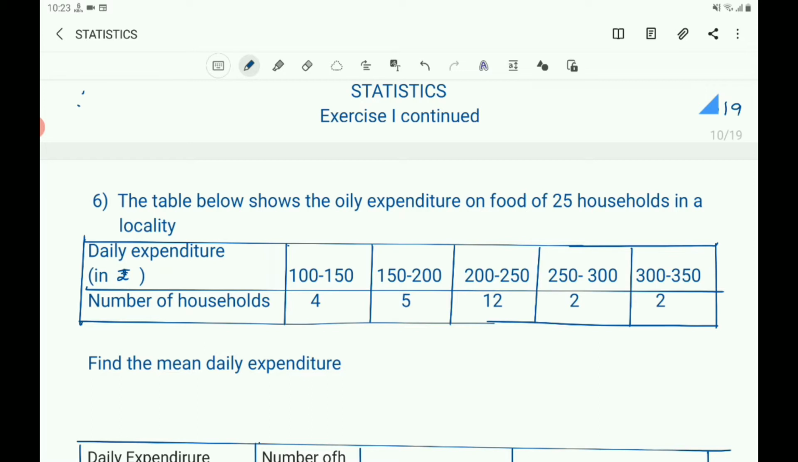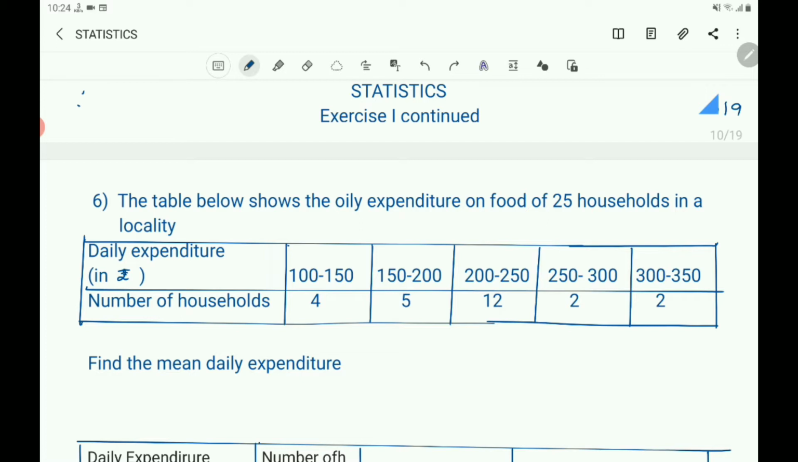Daily expenditure in rupees is given in terms of class interval and number of households is given. 100 to 150 rupees expenditure is by 4 families. 150 to 200 rupees expenditure is by 5 families. 200 to 250 expenditure is by 12 families. 250 to 300 expenditure is by 2 families. And 300 to 350 rupees expenditure is by 2 families.